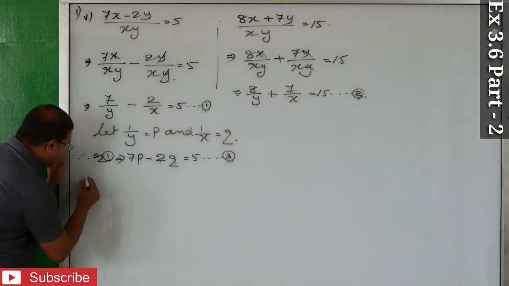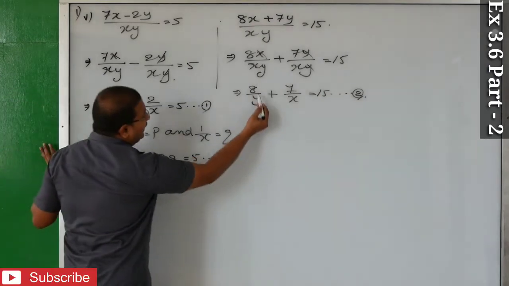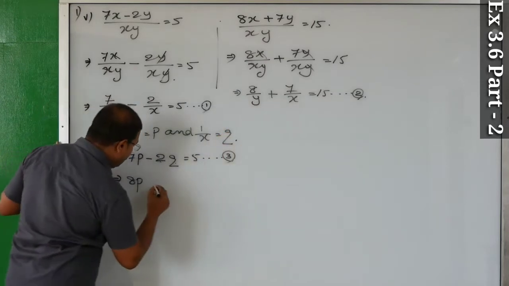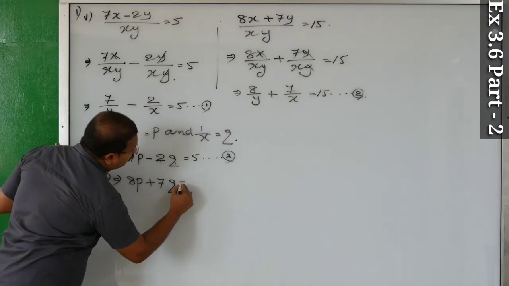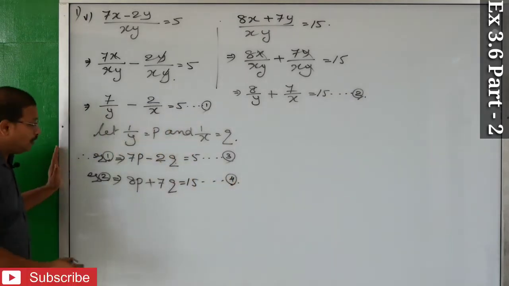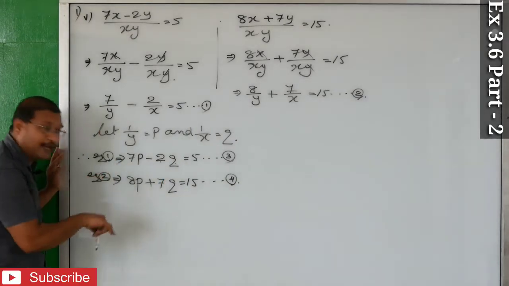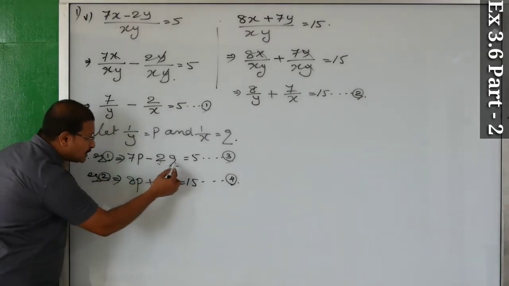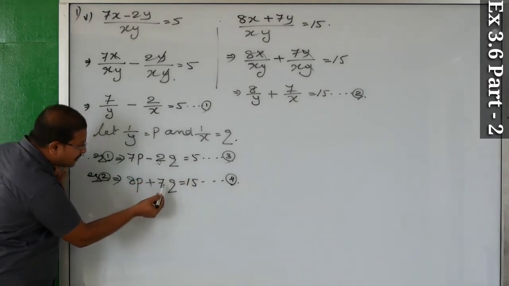Now see, the second equation, what will happen? 8 into 1 by y, that means 8p, what is the sign here? Plus 7q equals 15. This is equation number 4. Now, the coefficients of q, I will make it equal. To make the coefficients of q equal, 7 will multiply to the third equation because 7 2's are 14. And 2 will multiply to the fourth equation because 2 7's are 14.